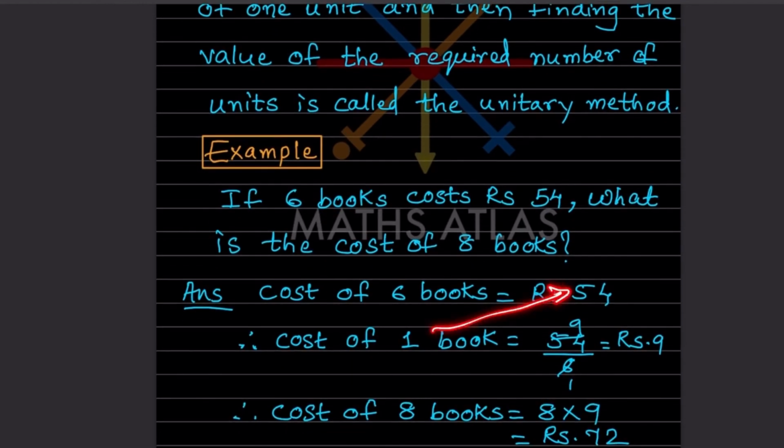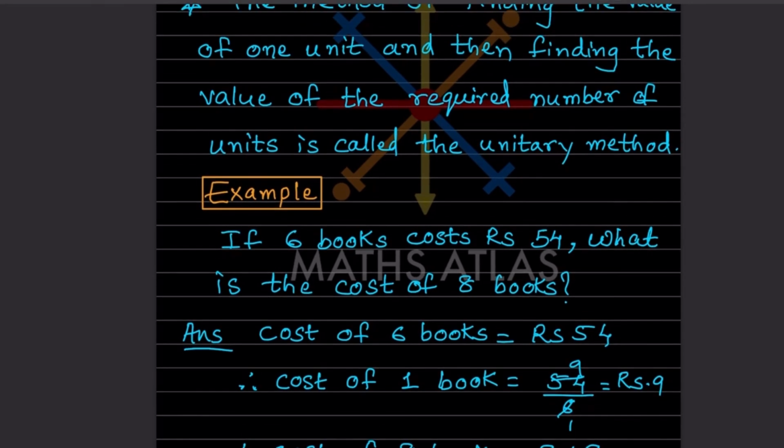And at this cross, the two numbers 1 into 54 means 54, and this 6 is going to go in the denominator. So 6 ones are and 6 nines are. So that is rupees 9. So cost of 1 book is 9 rupees. So now we are going to see what is the cost of 8 books. Now 1 is 9. So what you got? That is very simple. 8 into 9, that is going to be 72.